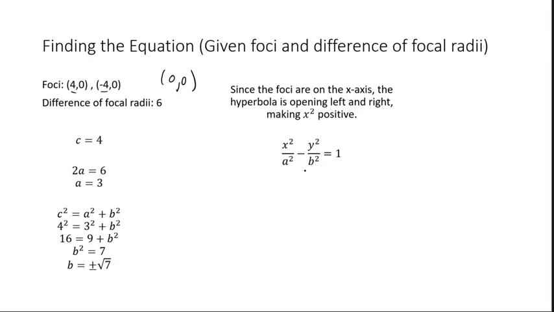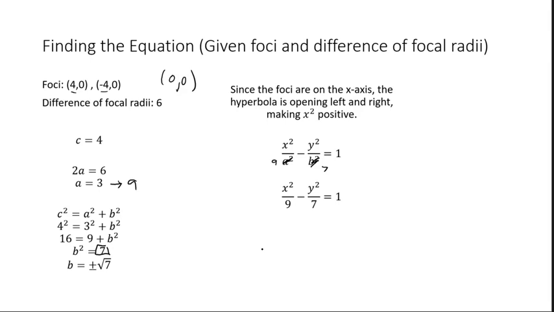So you just plug in numbers. So 3 squared would be a squared, that's 9, that goes right here. Then b squared would be 7, that goes right here. So now we have our equation, x squared over 9 minus y squared over 7 equals 1. All right, and so for this problem, we had to use both the foci and the radii to plug in numbers to find our equation.